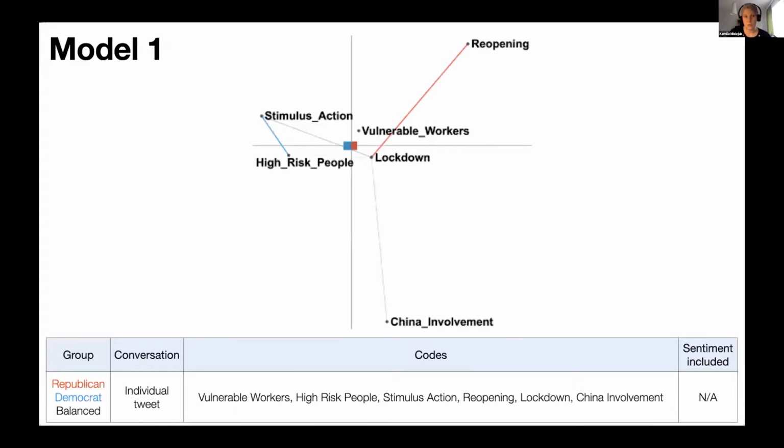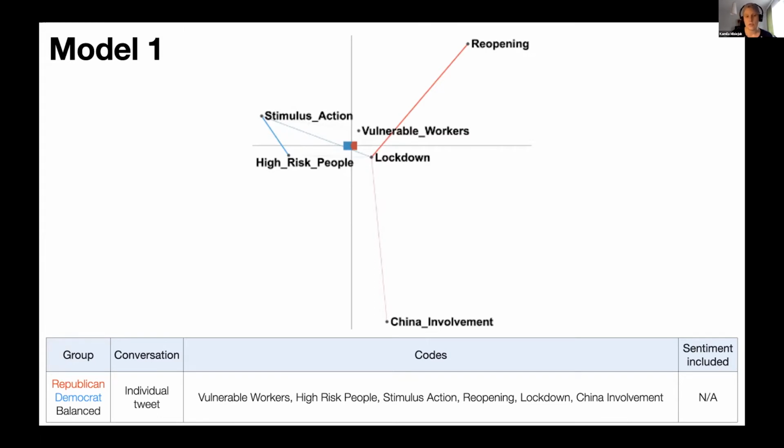So we developed 3 models. This is the first one, which doesn't include sentiment analysis. All the models have 3 groups, as I mentioned before: Republicans, Democrats, and the balanced group. The balanced group is hidden from the models, but it's included in the model in the background. So we really focused on the differences between the tweets talking about or directed at Republicans and the Democrats. Republicans are represented by red, and the Democrats are represented by blue.